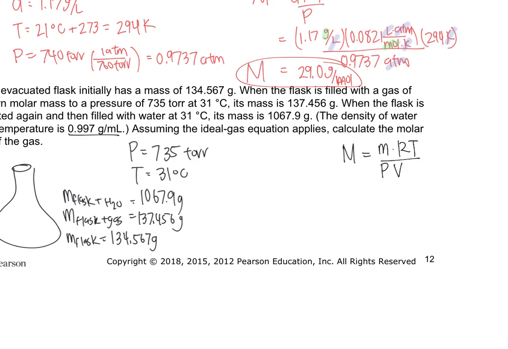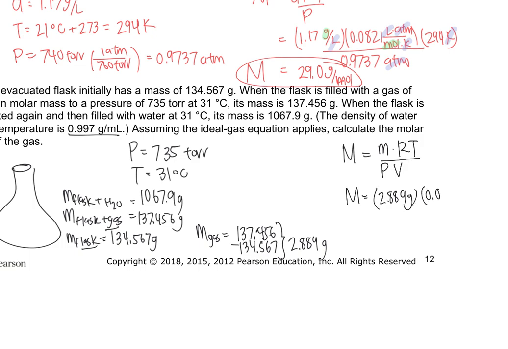All right, so we'll plug that in, the mass of the gas. So we know the mass of the flask is pretty heavy, and the mass of the flask plus the gas. So to find the mass of the gas, we need to do 137.456 minus 134.567 to get the mass of the gas. And that ends up giving us a value of 2.889 grams. So that is the mass of the gas.